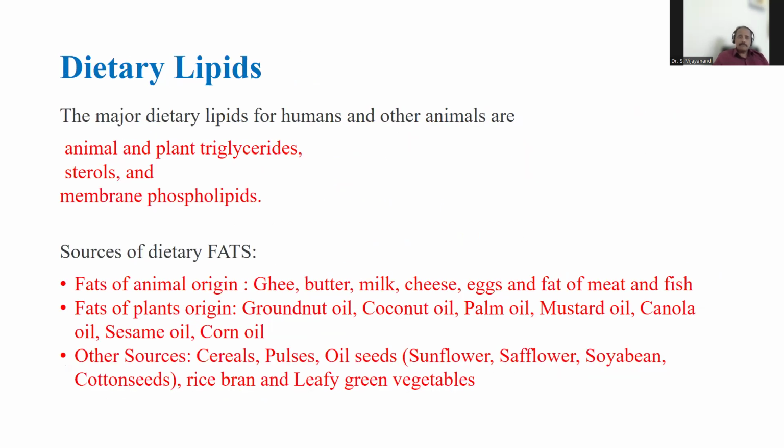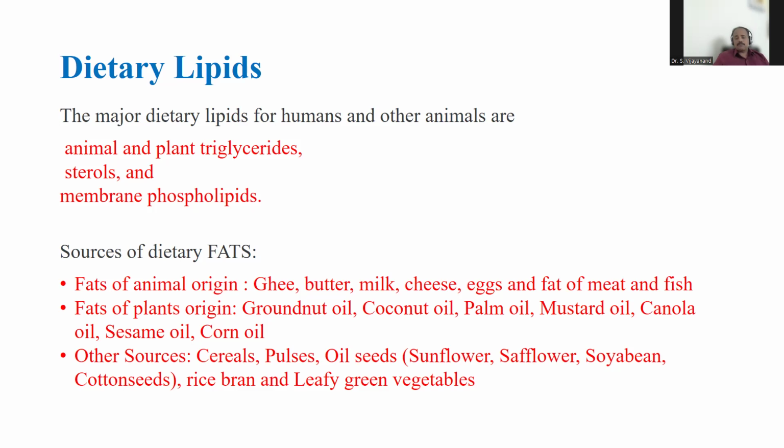When you talk about dietary lipids, we know the major dietary lipids for humans include animal and plant sources: triglycerides, sterols, as well as membrane phospholipids. There are different sources of dietary fats of animal as well as plant origin. Animal sources of dietary lipids include butter, milk, cheese, egg, fat, meat, and fish. All these are fats of animal origin.